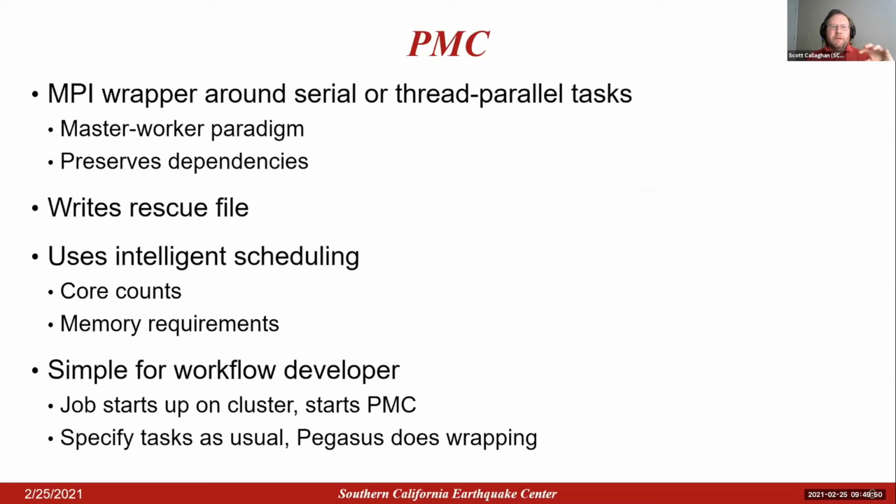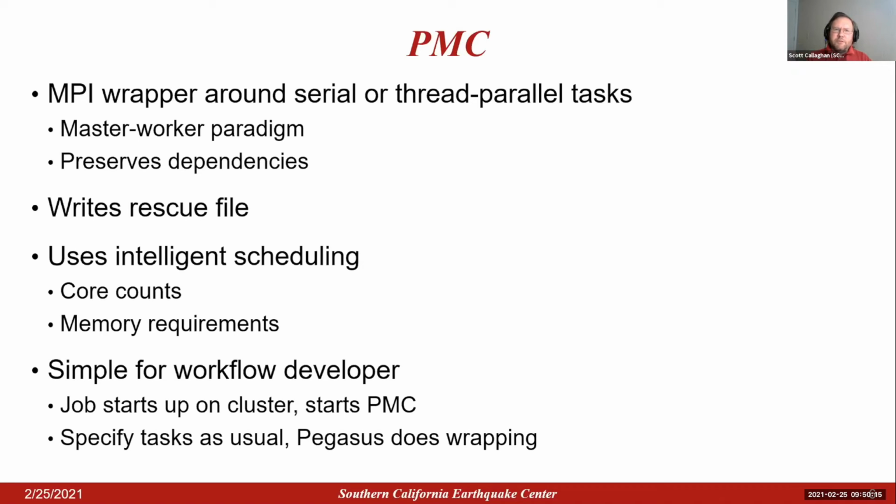So it starts up, it has a master process that has a list of the tasks that need to run. And these tasks can have dependencies. It will take a DAG, so it can have the same kind of dependency structure that a normal Pegasus workflow would have. And then the master takes its tasks, sends them out to the workers to run. When the workers finish, they call back for more work. If for some reason things fail, then it writes a rescue file so you can start where you left off.